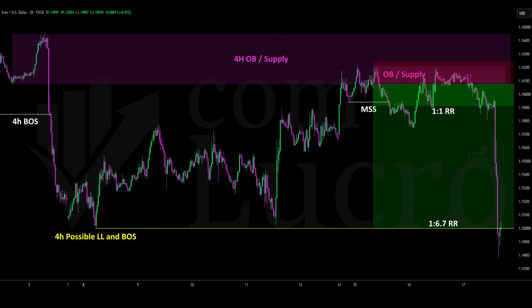This example shows how combining multi-time frame analysis with a clear roadmap can make your trades more informed and your trading process much easier to follow.